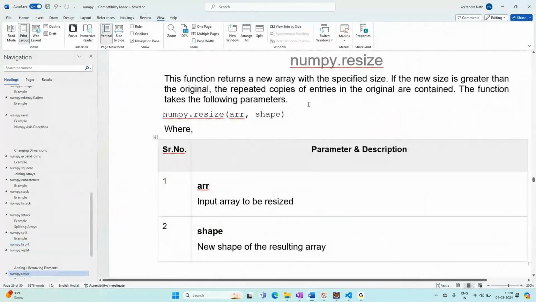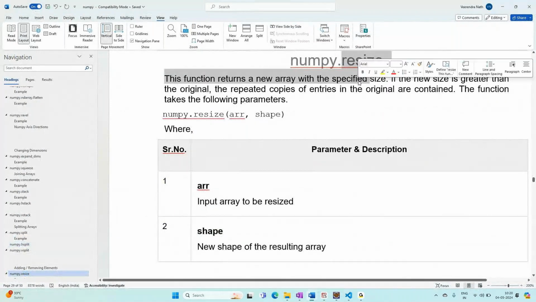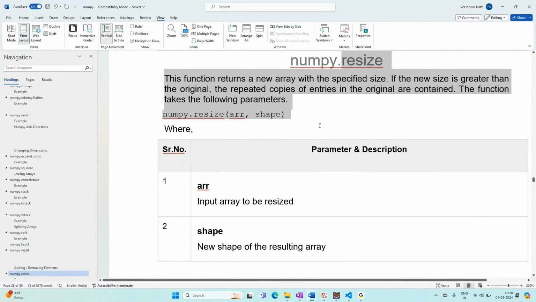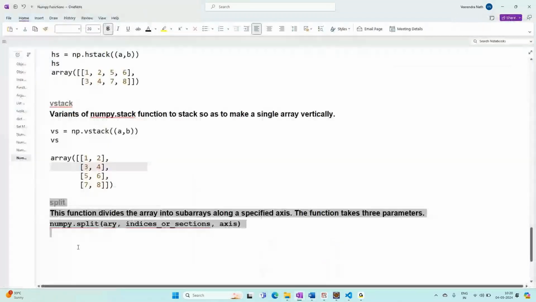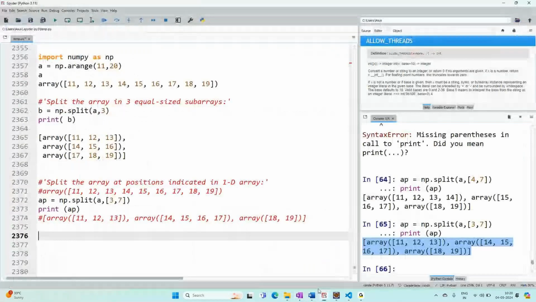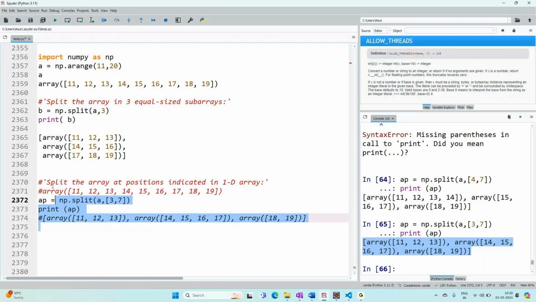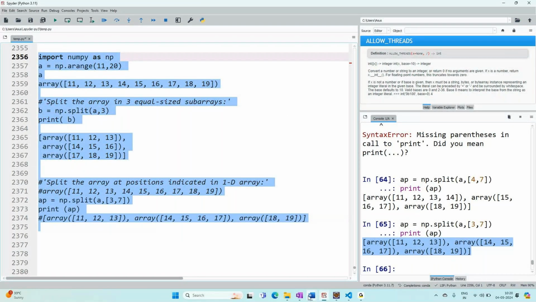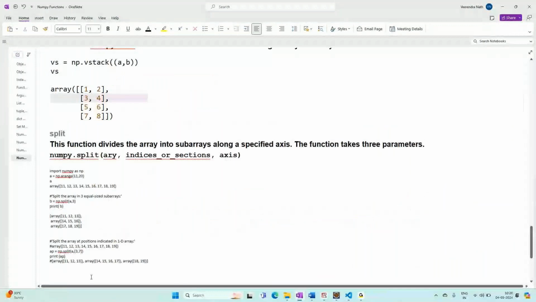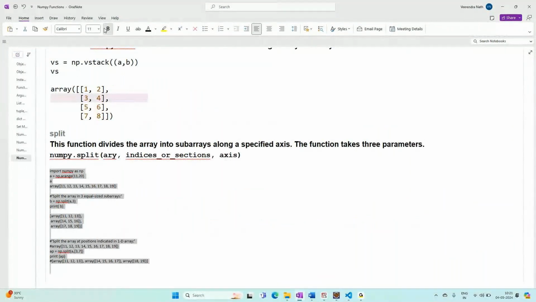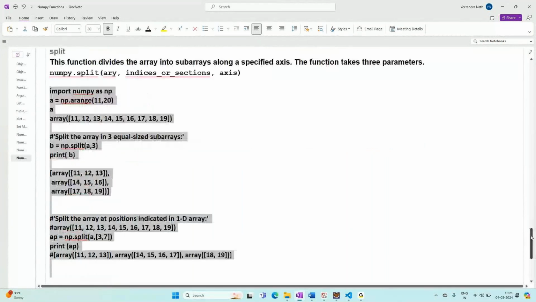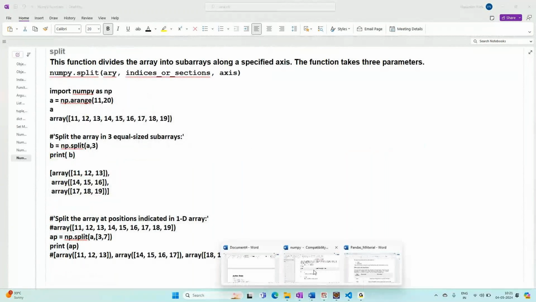Now resize. Generally, what does resizing mean? We can resize, so resizing and reshaping. We already know reshaping, so the split example we will take. This is splitting; we are taking a split example. And finally we are going into the resize.